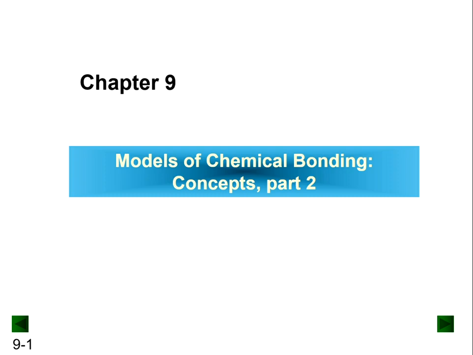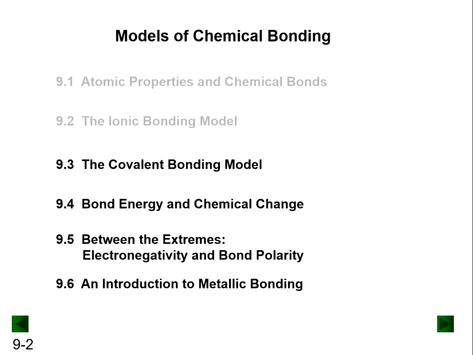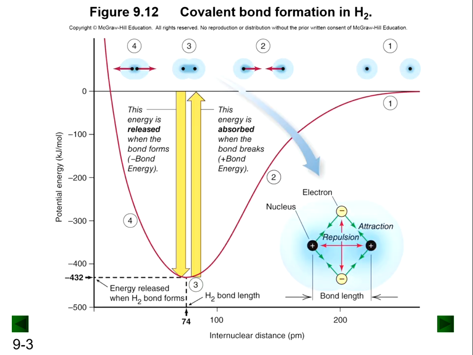In this video, we continue our discussion on models for chemical bonding, focusing on covalent bonds and bond energies associated with covalent bonds. Here's an important figure that we need to understand. This is a representation of the hydrogen system where we're forming a covalent bond between two hydrogen atoms.